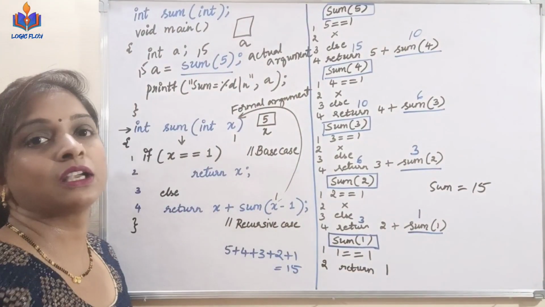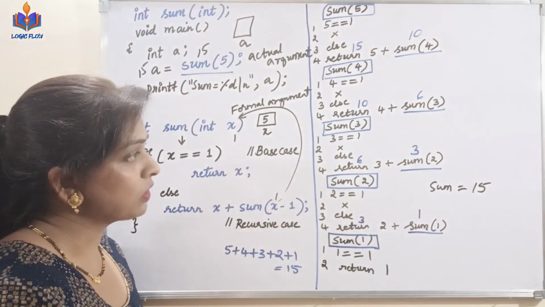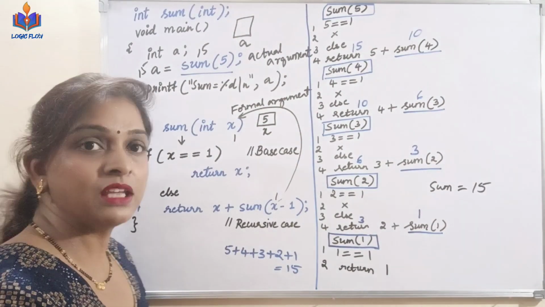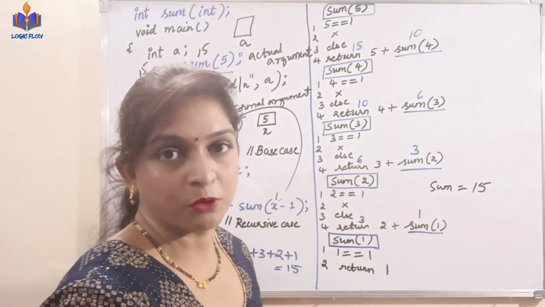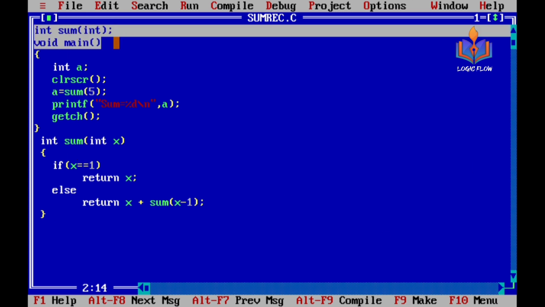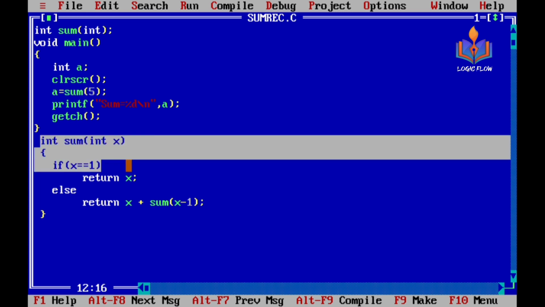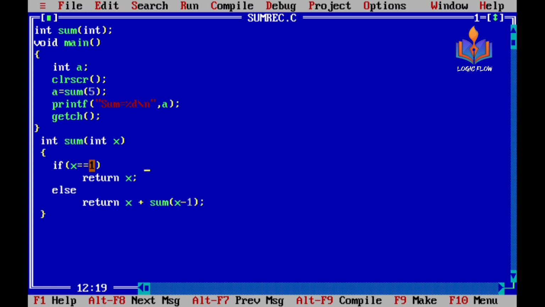You have to write this down, then only you can understand it clearly. So this is the dry run we have seen. Now let us see the actual execution of the program. Here is the program for finding the sum of natural numbers using recursion. This is the function declaration, and here is the function call, sum of 5. The control will go to the definition part here. This is the complete definition part, and this is the base case.